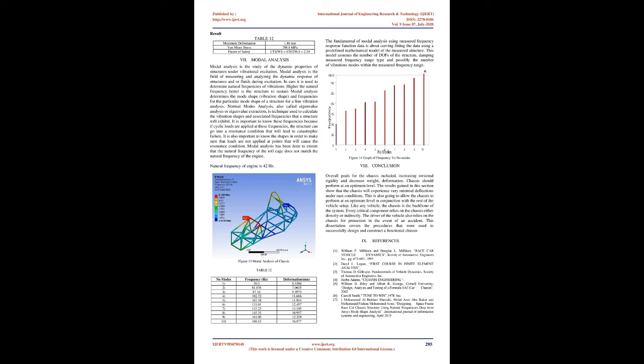8. Conclusion. Overall goals for the chassis included increasing torsional rigidity and decreasing weight and deformation. The chassis should perform at an optimum level. The results gained in this section show that the chassis will experience very minimal deflections under race conditions. This is also going to allow the chassis to perform at an optimum level in conjunction with the rest of the vehicle setup. Like any vehicle, the chassis is the backbone of the system.